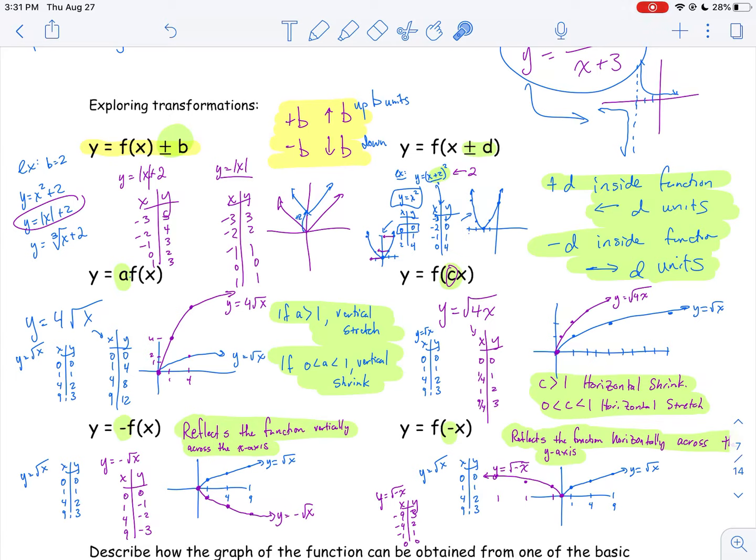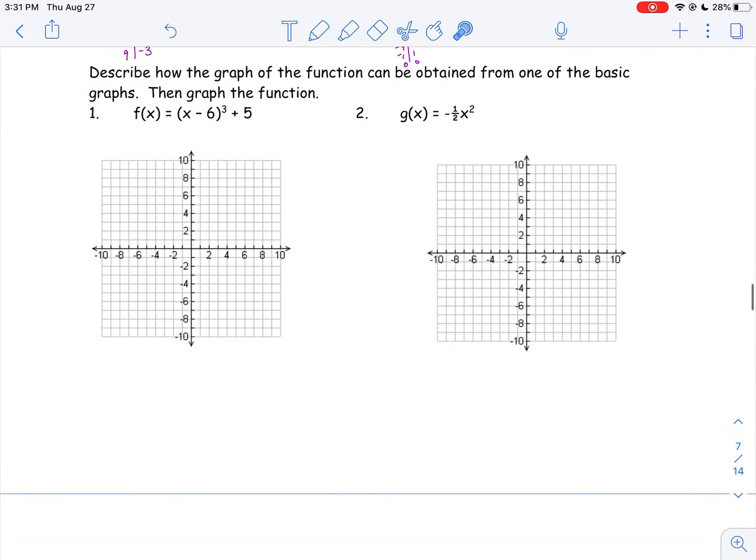The last thing I'll point out is that with these two on the inside, it's, I think, backwards to what we would expect. Plus d moves it left. Times c shrinks it horizontally. And so those are some patterns that can help you to understand this. Let's keep going here.